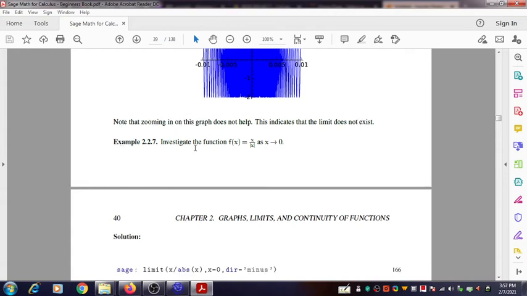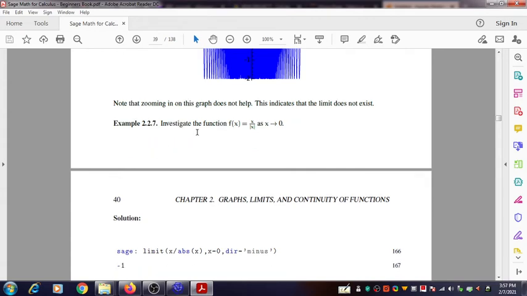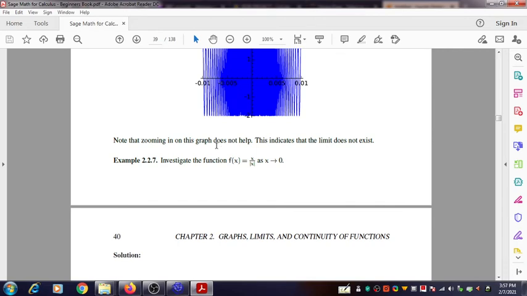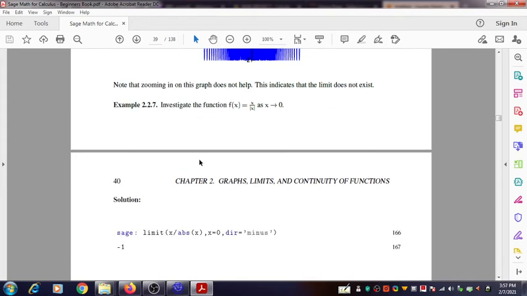Okay, next example. We are coming to the next example. Investigate the limit of the function f(x) equal to x by modulus of x as x tends to 0. So by investigating this question, what does it mean? It means you want to comment on the nature of the given function x divided by modulus of x at the point x equal to 0. You have to consider the neighborhood of the point x equal to 0, and comment on the nature of the function at that point.